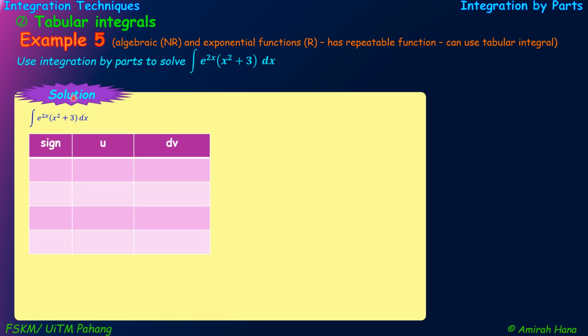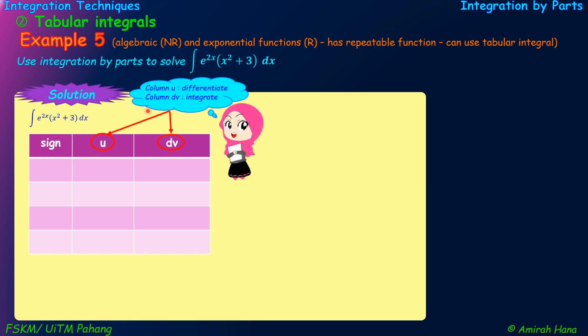When we start using tabular integral, we need to use a table with 3 columns. The first column should be sign. The second column should be u. And the third column should be dv. From u, we need to differentiate, and from dv, we need to integrate.